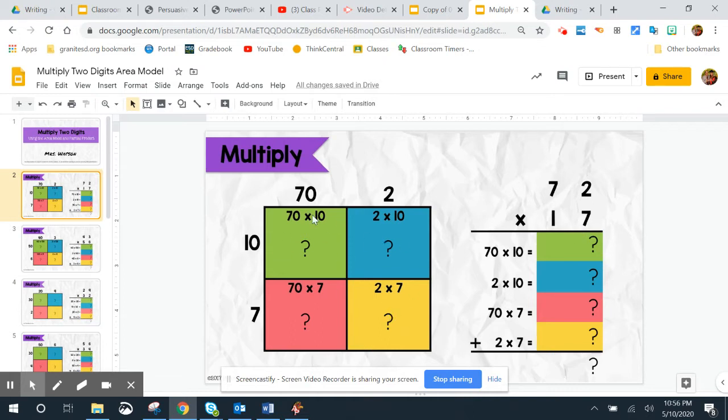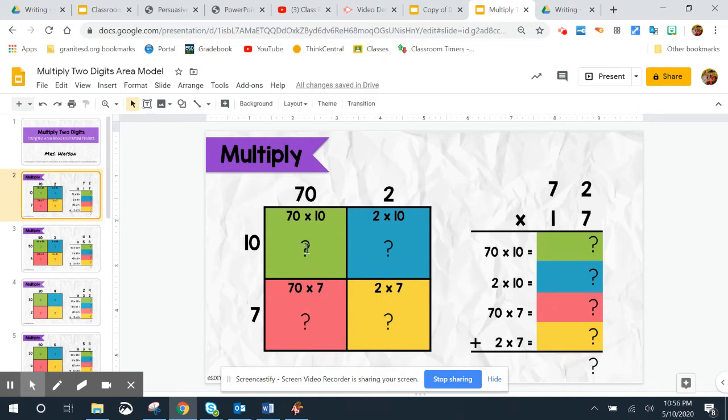So first, we come over here and we take that 72 and it goes on top, and we break it into expanded form. So we have 70 plus 2. Then we take 17 and it gets put into expanded form for 10 and 7. Then in each box, we multiply two numbers together and then we add the total.